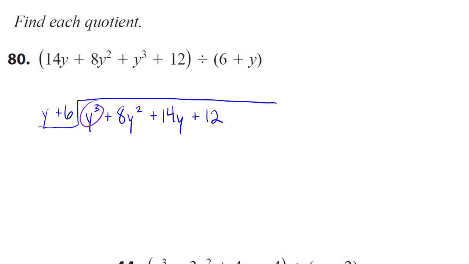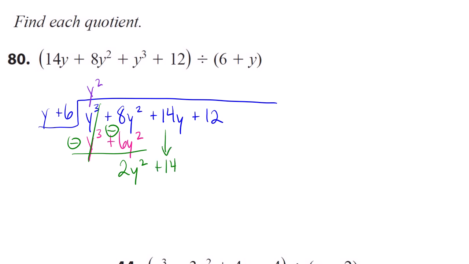So I'm going to do y cubed divided by y. So that's y squared, right? So then I'm going to multiply. Y squared by y is y cubed. Y squared by 6 is 6y squared, okay? Then I'm going to change the signs. So positives turn to negatives. And so y cubed minus y cubed cancels out. 8y squared minus 6y squared is 2y squared. Okay, then we bring down plus 14y here.